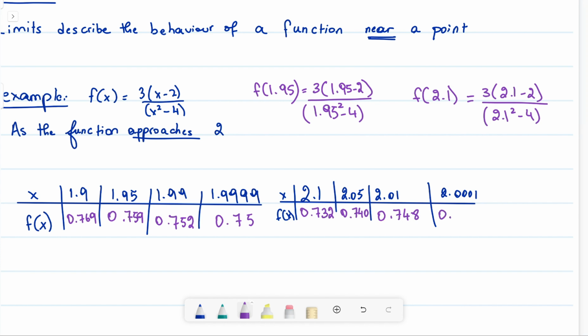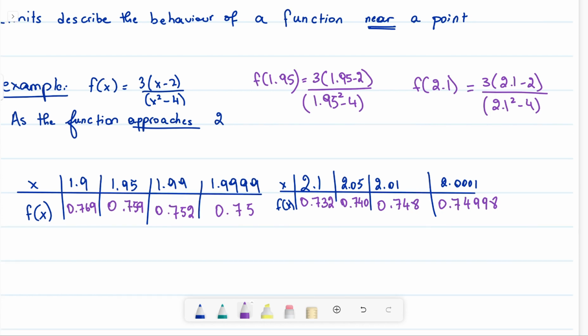Now a value that's even closer to 2, so let's try 2.0001, and this gives 0.74998. So as you can see, the more we're getting close to 2, the more the value is approaching 0.75.